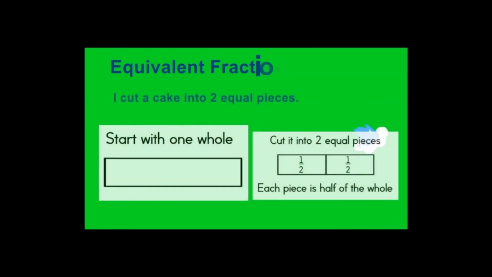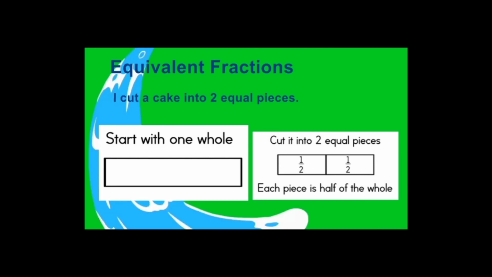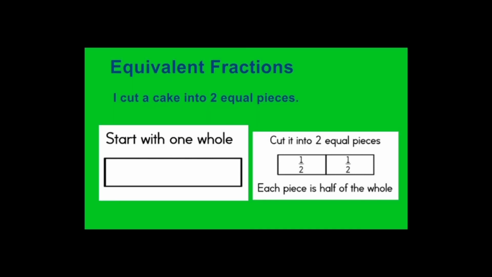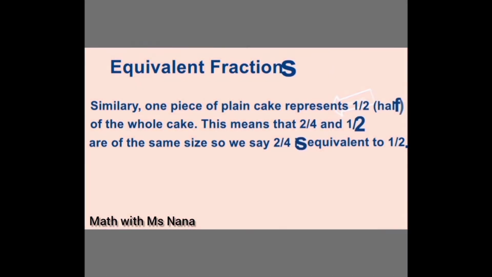Here is another way of looking at equivalent fractions. I cut a cake into 2 equal pieces. Then I further cut each of the pieces into smaller equal pieces. Now I have 4 small pieces. 2 of the small pieces will be the same size as one of the previous pieces. Look at the picture. Similarly, 1 piece of the whole cake.